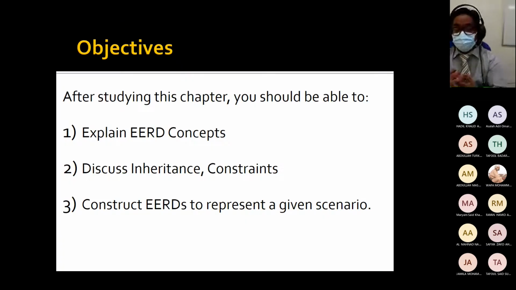Okay, so let's see the objectives of our chapter 3. Upon completing this chapter, of course, you should be able to explain the concept of EERD. You as a student, soon to be developing a database, are still at the stage of analyzing, because we are still working on scenarios, identifying the problem, identifying each one of the fields or attributes that we need to put in every entity. So all of this is still a part of that stage, right?